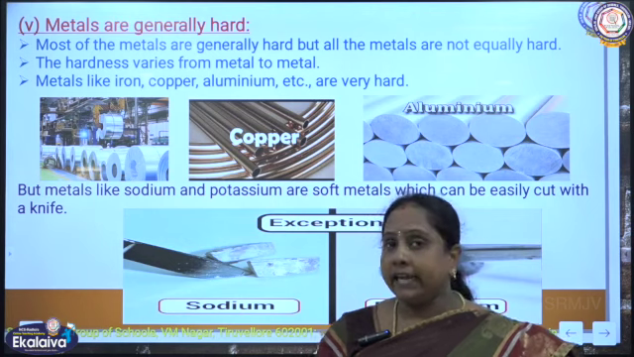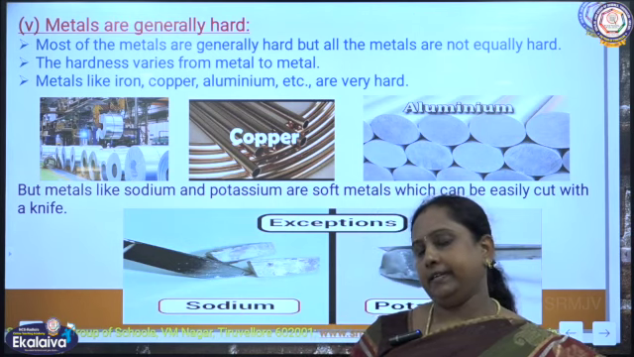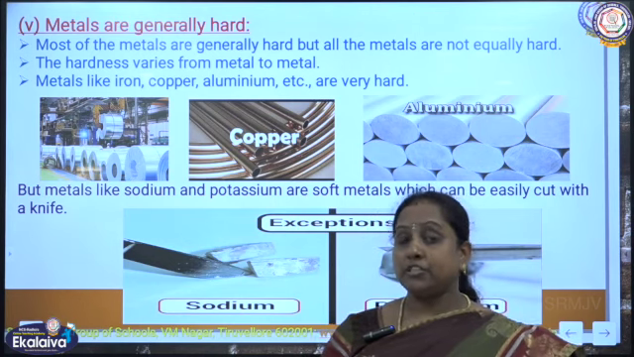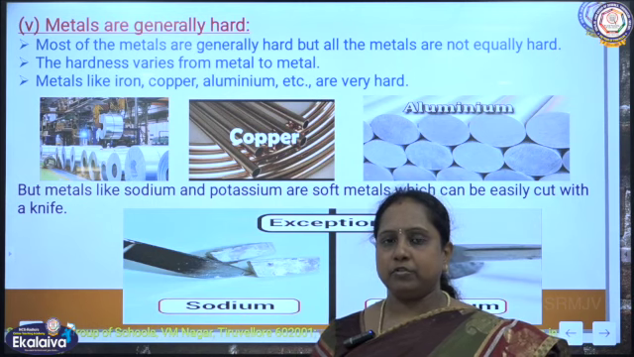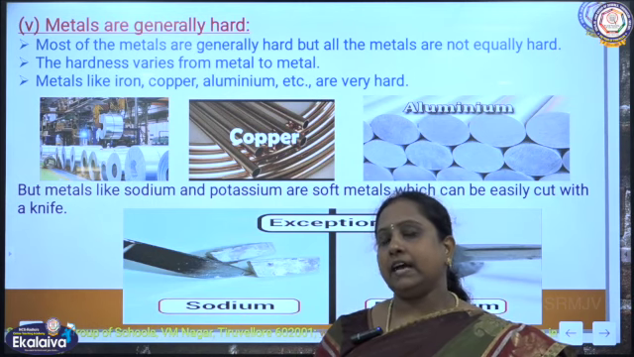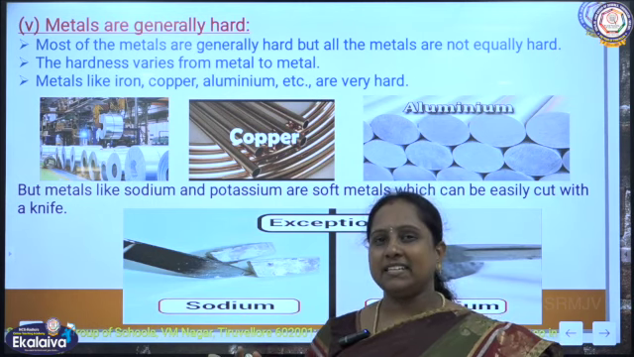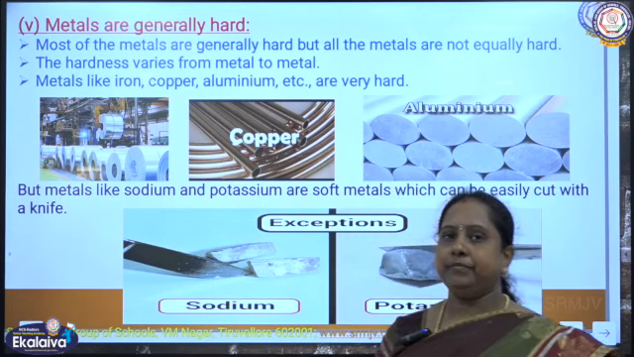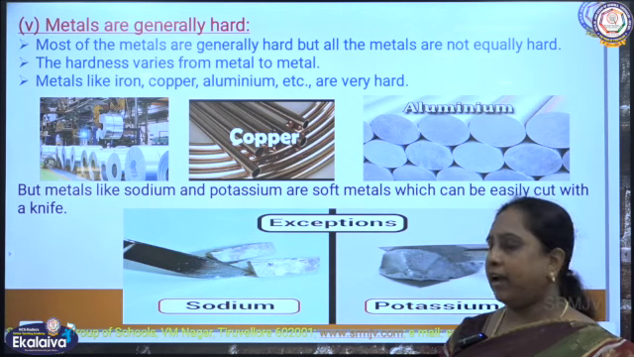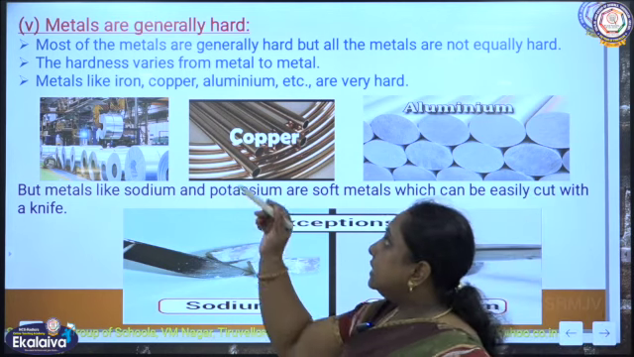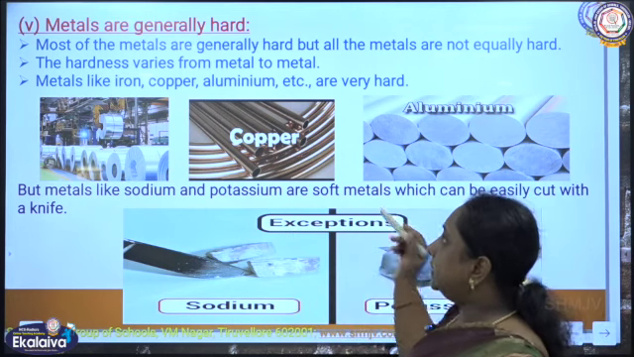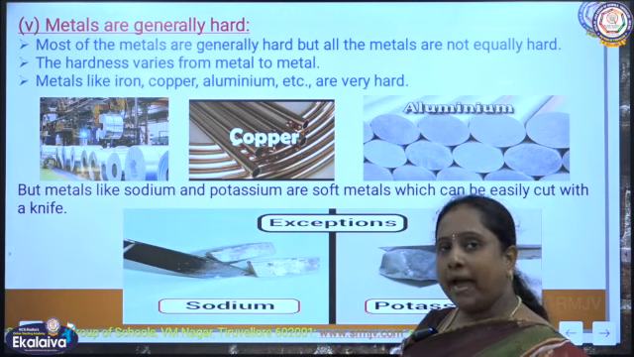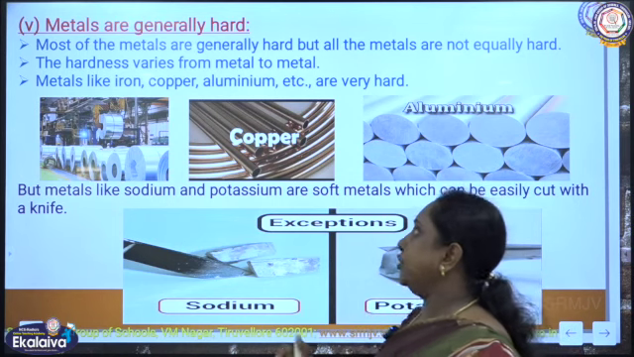If you take iron, it is the hardest metal. That means strong, and it is tough also. Whereas if you take the other metals like copper, it is comparatively less hard than iron. So the hardness differs from one metal to the other metal. The hardness varies from metal to metal due to the compactability of the atoms actually.